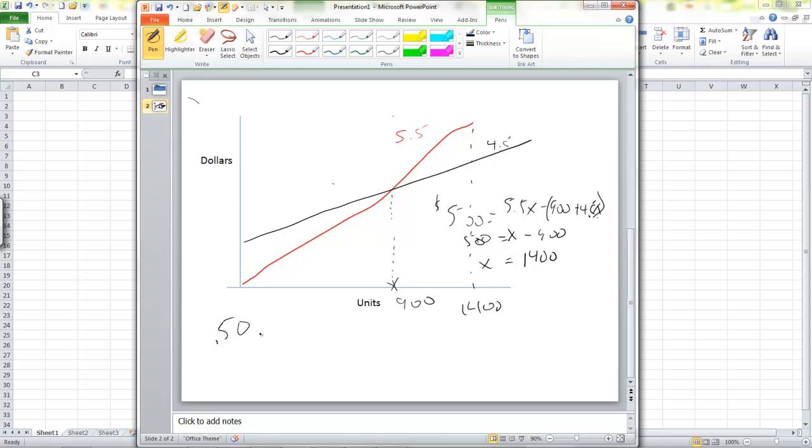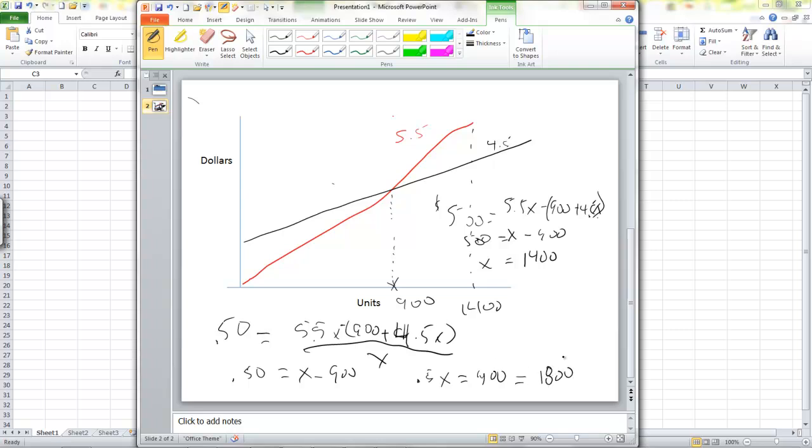So we're saying the average is 0.50, 5.5x minus 900 plus 4.5x divided by x. And now we end up with 0.5 equals x minus 900. And we ended up with 0.5x equals 900. And it won't be till we get out to 1,800 units that we're actually averaging 50 cents. We just resolved it for that.